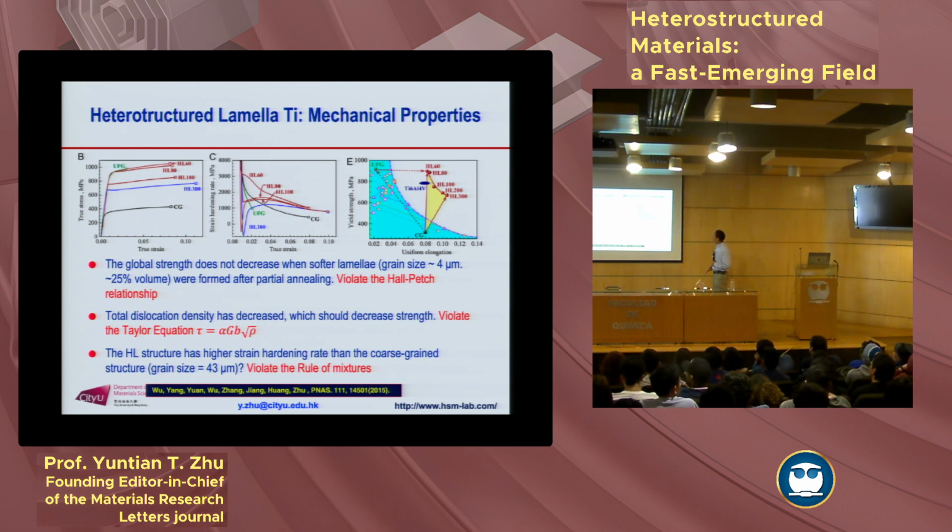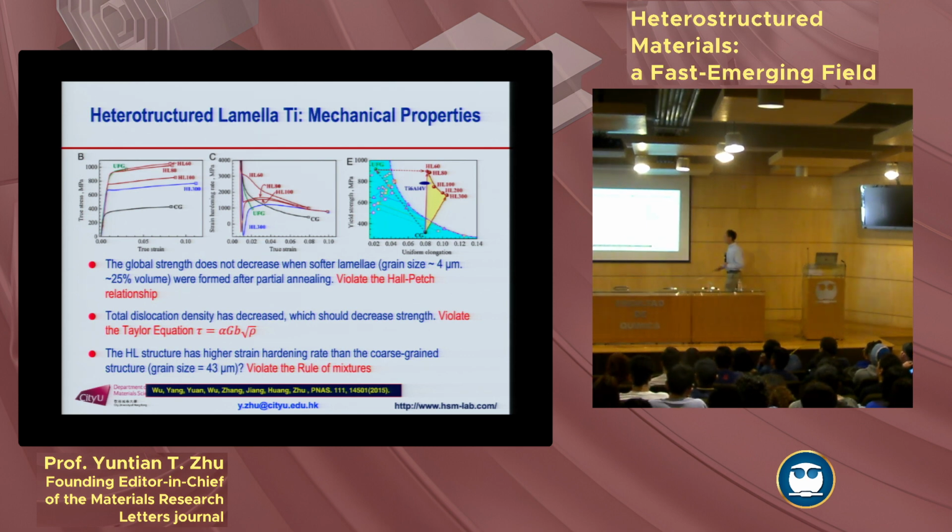What doesn't make sense? Firstly, you got 25% of the volume recrystallized, so you get a lot of large grains. So the average grain size is larger. According to our textbook, according to the Hall-Petch relationship, your strength should come down. It's not coming down. Another thing is, when you did the recrystallization, the dislocation density dramatically reduced. If you look at Taylor's equation, that's dislocation density. That should come down also. So it's violating Taylor's equation.